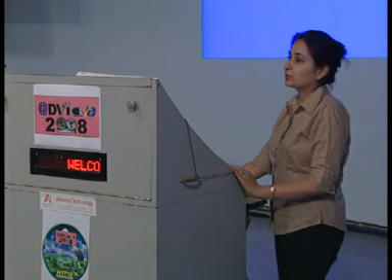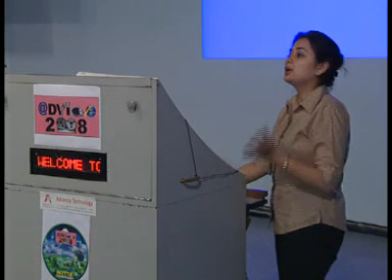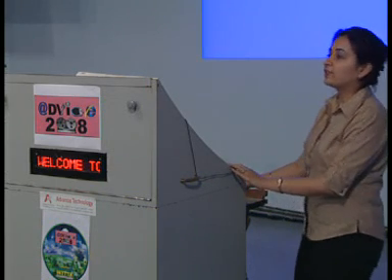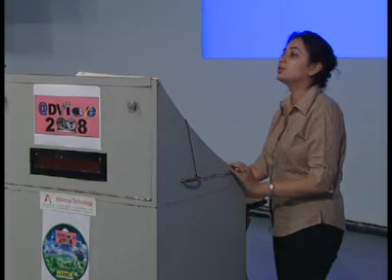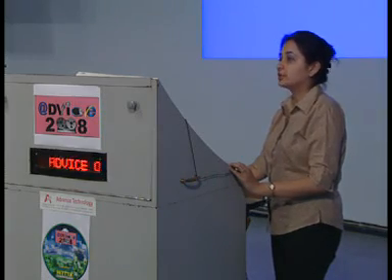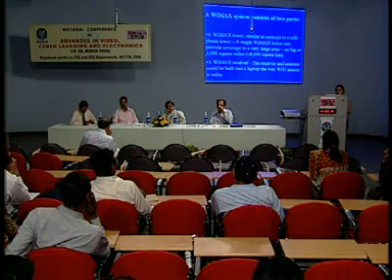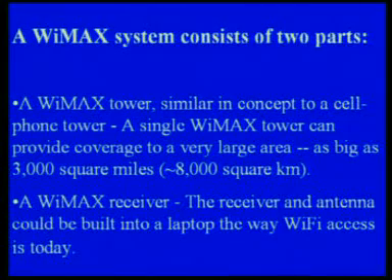WiMAX is the technology which will solve this problem. The technology of Wi-Fi and WiMAX is the same, but WiMAX gives you a large coverage area, about 100 miles, 30 miles. I'm skipping this part because the technology is almost the same. The mode of transmission is radio wave, but the coverage area is vast compared to Wi-Fi. So this is your WiMAX scenario.